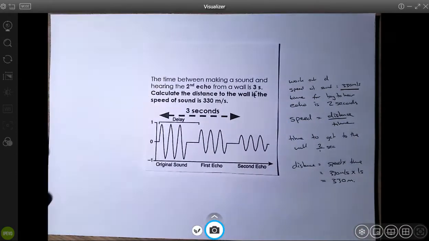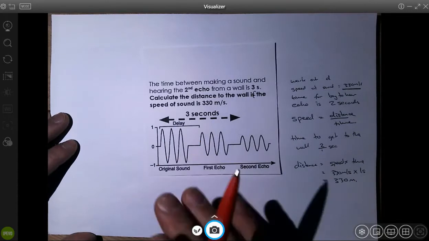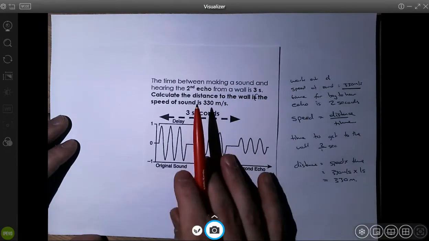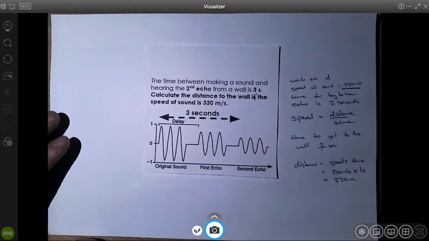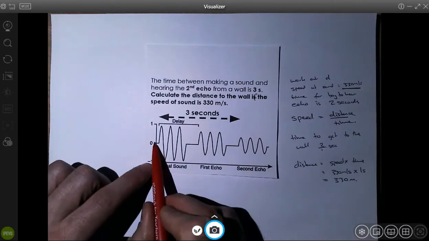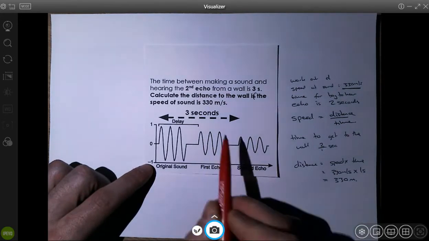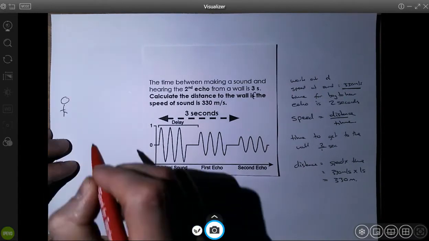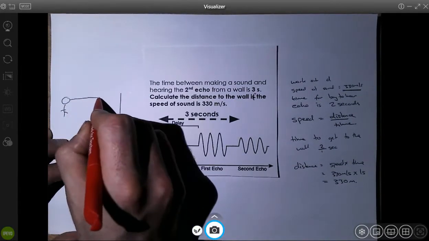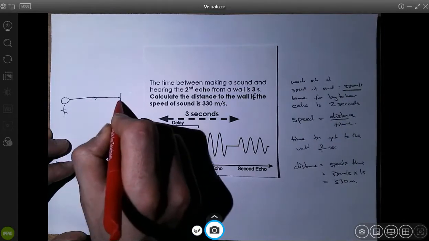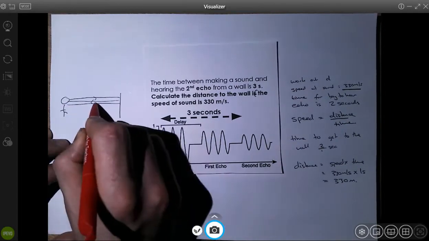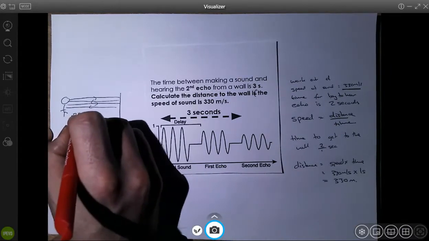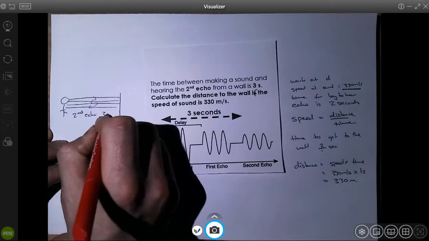So very closely linked to that is this kind of question here, where it says the time between making a sound and hearing the second echo from a wall is 3 seconds. Calculate the distance to the wall if the speed of sound is 330 meters per second. So we've got the original sound, we've got the first echo, we've got the second echo. The time to hear the second echo is 3 seconds. So if we've got somebody here and we've got a wall, we've got the sound wave traveling this way, it reflects, that's the first echo, it goes back again, it reflects, that's the second echo. So the second echo is at 3 seconds.